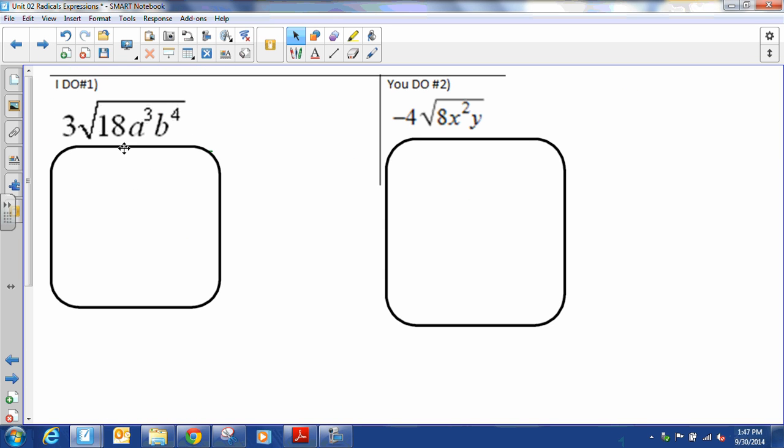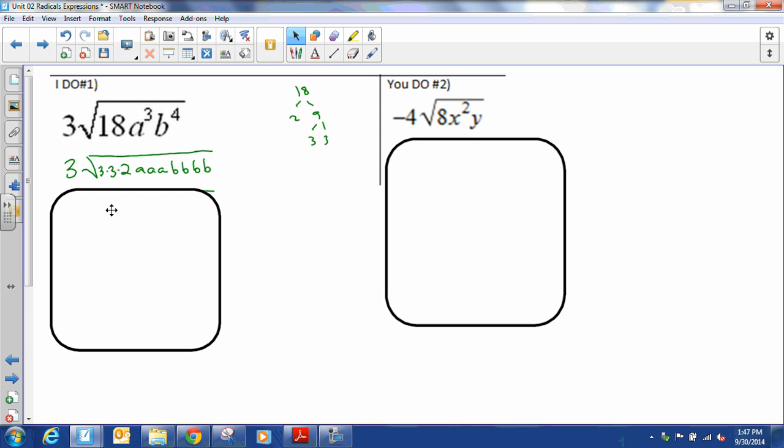So here we have 3 radical 18 a cubed b to the 4th. So we want to take 18 and break it down to its prime factors. 2 times 9, 3 times 3. So we know that the prime factorization of 18 is 3 times 3 times 2, a times a times a, b times b times b times b, because we've expanded out the exponents.